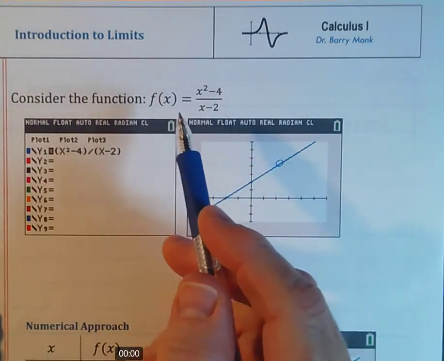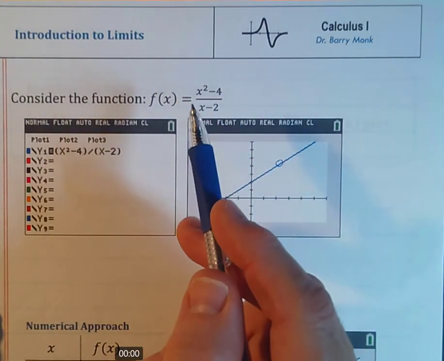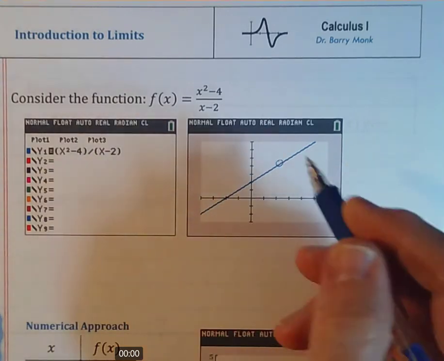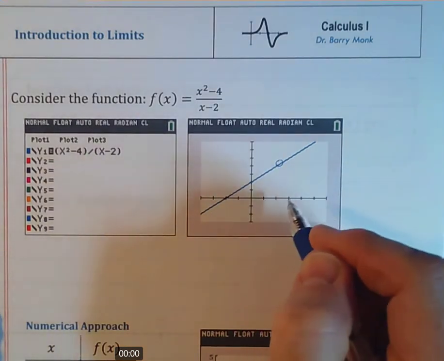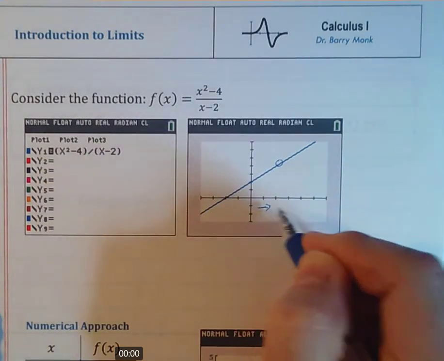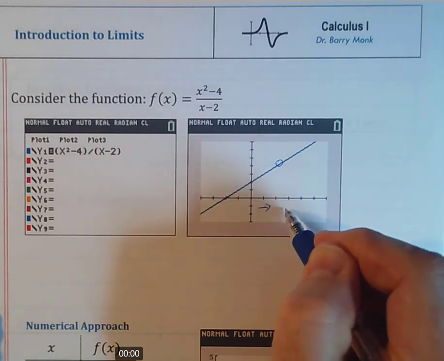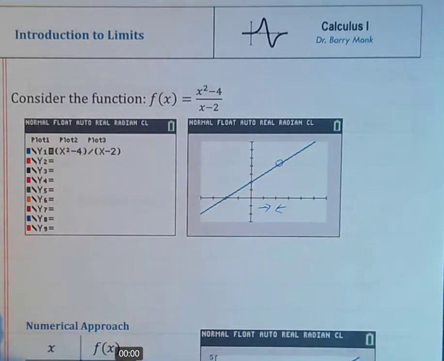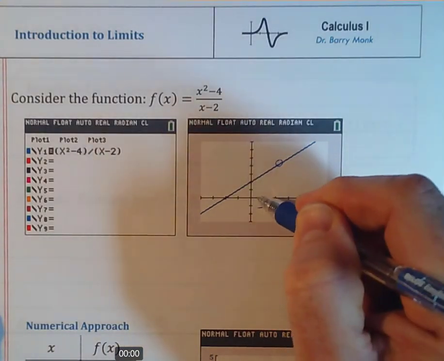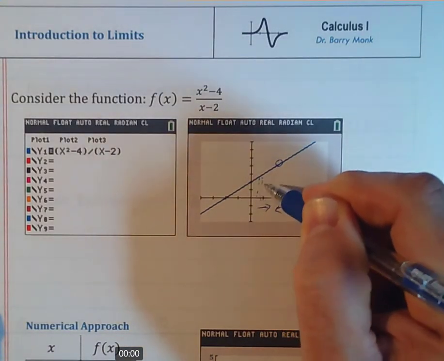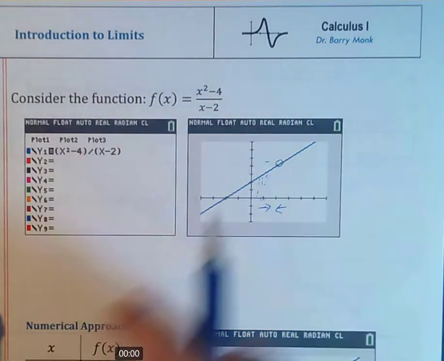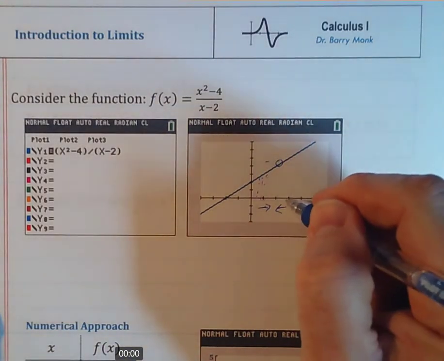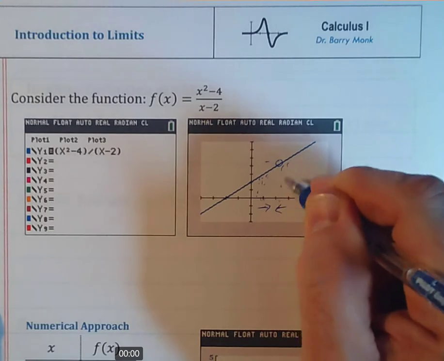But suppose that we wanted to know what happens if x gets close to 2. What if we get kind of close to 2 coming from this way? Or what if we got close to 2 coming from this way? What happens here with this function? And we can see that if we get close to 2 coming from this way, we get closer and closer and closer to some number up here. And the same thing happens if we come over here from the right.